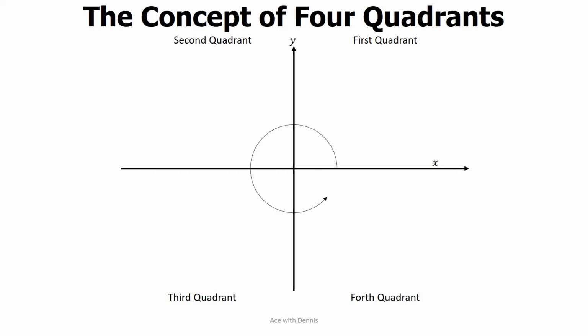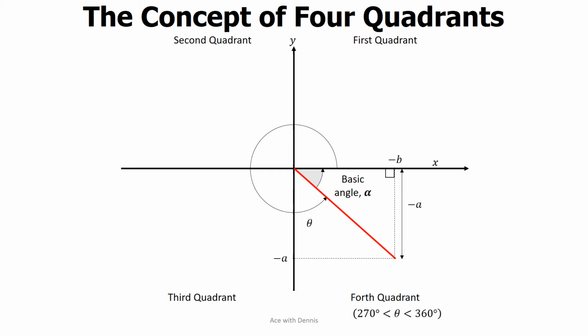Okay, now we rotate to the fourth quadrant, where theta is between 270 degrees and 360 degrees. So this is the line, and this is the basic angle alpha, again measured from the x-axis to the red line here. So we take the coordinates here. The y coordinate is negative A, the x coordinate is positive B. So this length will be negative A, this length will be positive B, and this length will be C.